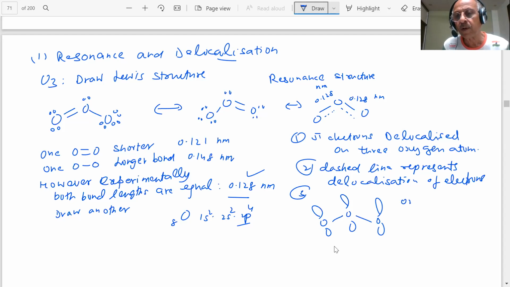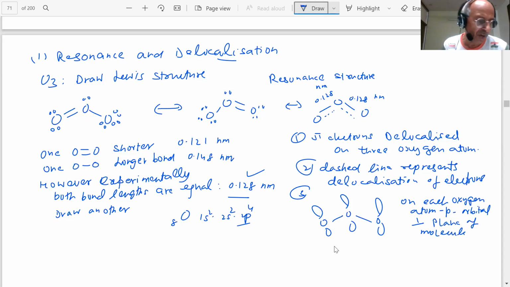On each oxygen atom, you have a p orbital that is perpendicular to the plane of the molecule. And the result is what we are saying, students, that the dash line we are showing, what does dash line mean? That these electrons are not fixed on two oxygens. They are delocalized on the three oxygens.